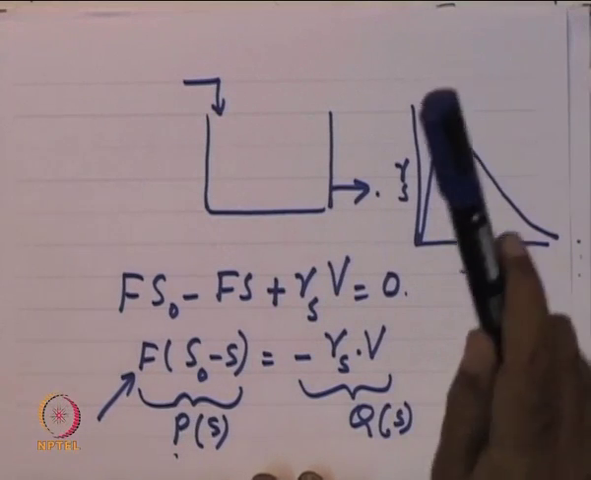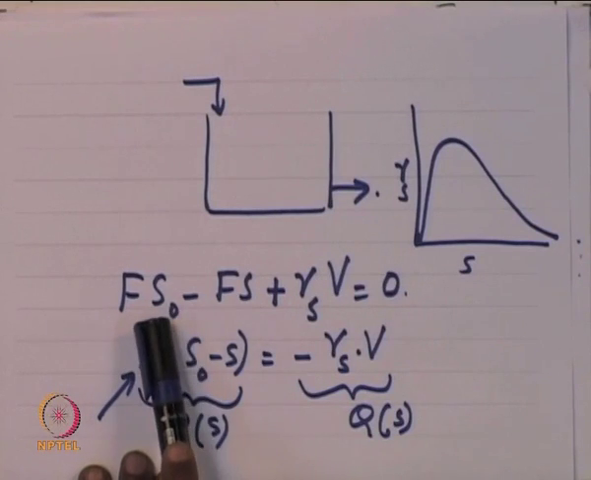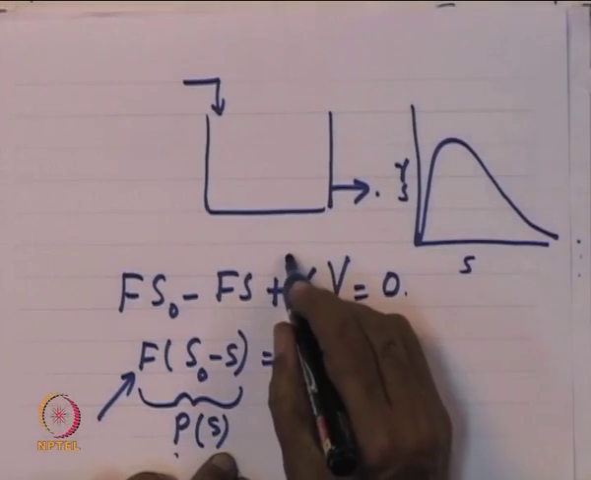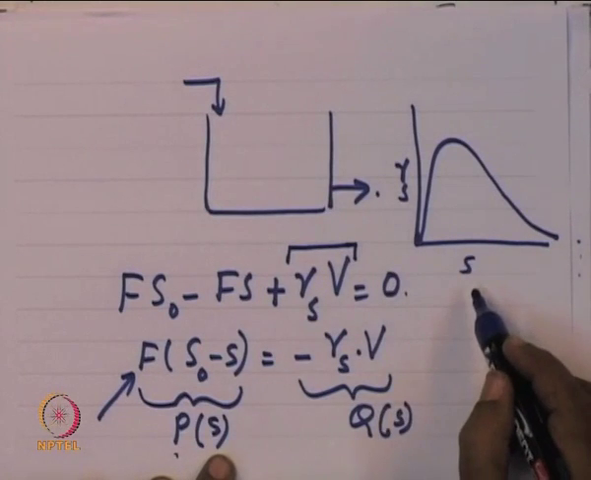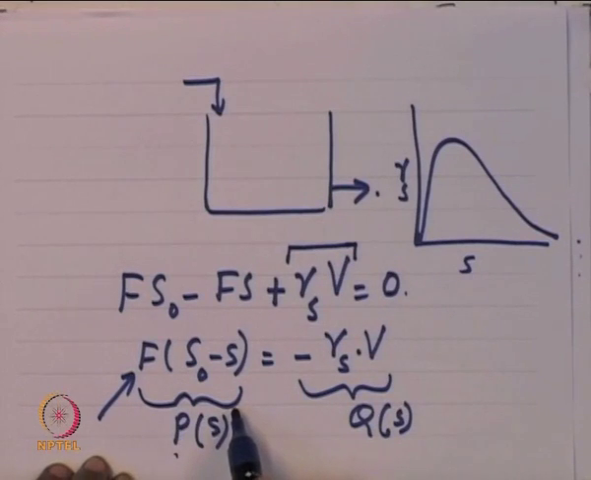Is this clear what we are saying? Yes or no? This is the material balance: F S naught, F S, RS V equal to 0. This data is given already. I call it Q. That Q versus S is already plotted. But P versus S is this function that has to be plotted, correct? So, the points of intersection, wherever they are equal, are the steady states. Please plot and tell me how many steady states.